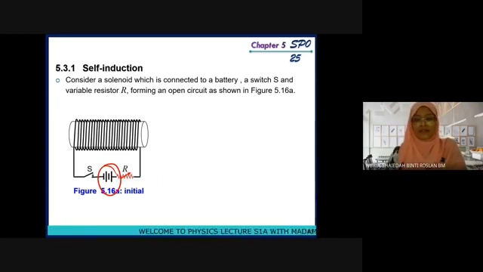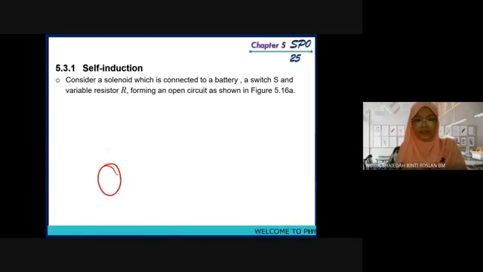Look at this battery. So what happened? There is current flow when you switch on. When you switch on, look at the diagram here.